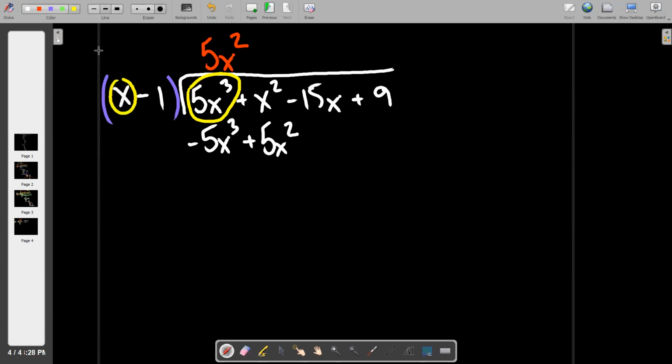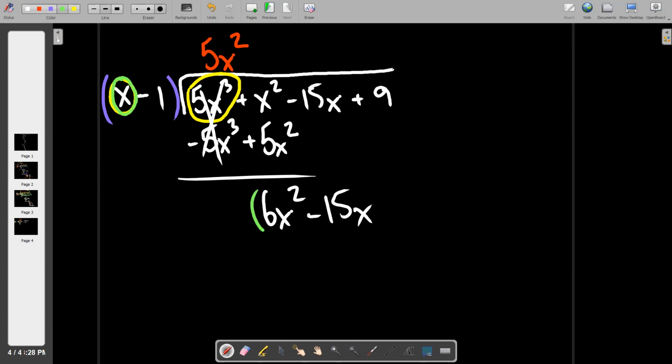All right, we're back. So now it's time to draw my little line and cancel these out. You get 6x squared, drop the next one in the queue, and we begin again. The question becomes, how does greenie become greenie? We multiply by a positive 6x. Nice job.